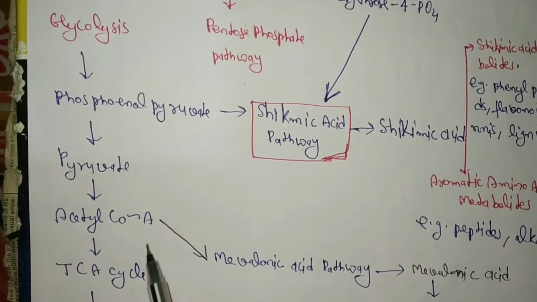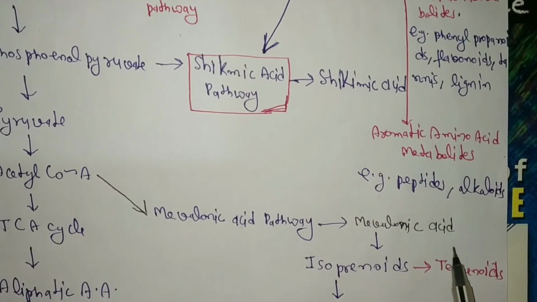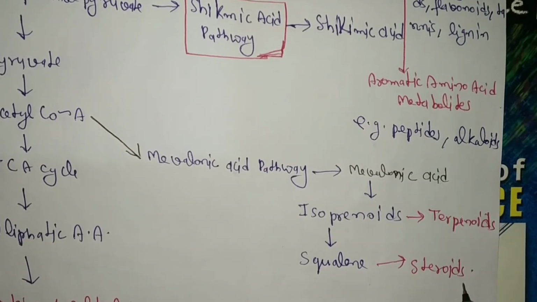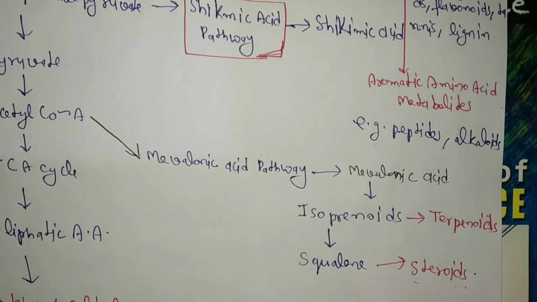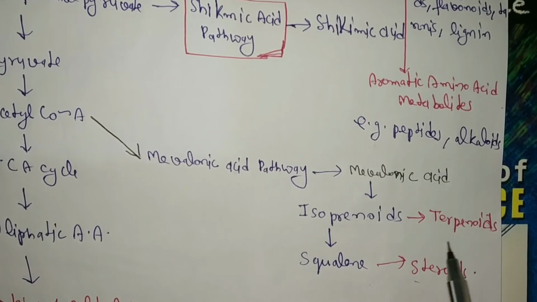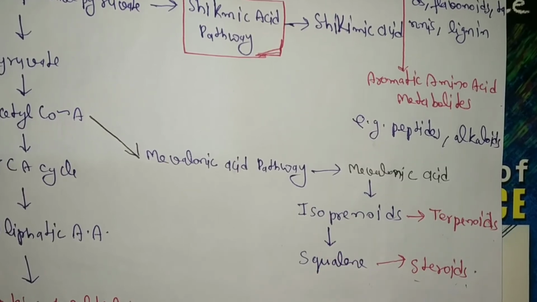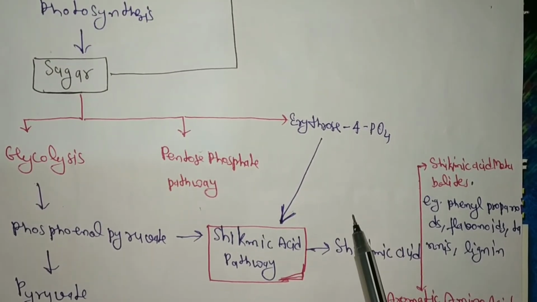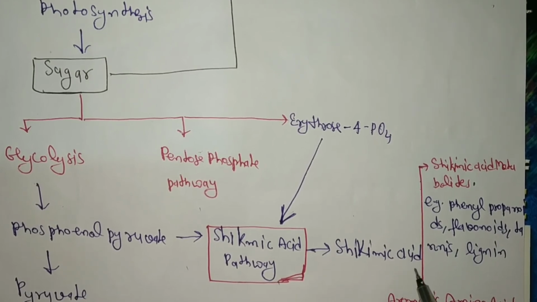Then acetyl coenzyme A is also metabolized by the mevalonic acid pathway: mevalonic acid, isoprenoids, terpenoids, squalene, then steroids. Steroids are also responsible for human activity, such as the steroid forms in humans, androgen and estrogen, whereas terpenoids are also found in terpenoid-containing drugs. Mevalonic acid also forms various types of lipids, whereas phosphoenolpyruvate and the erythrose 4-phosphate pathway undergo the shikimic acid pathway to form shikimic acid.